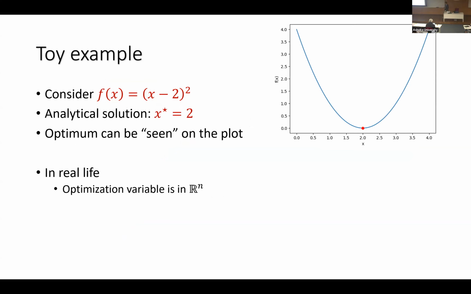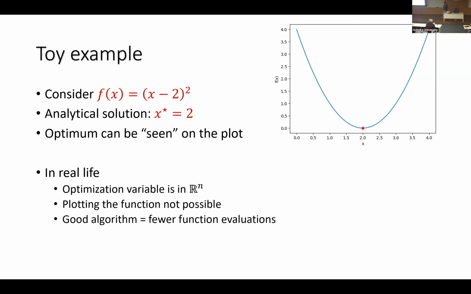Why? Because the optimization variable will generally be in R^n. So it's a vector, which means that you need to plot in n dimensions, which is not possible beyond 2. And plotting the function may also not be a good idea. When you are plotting, you're actually evaluating the function at lots of different, very close points, and then drawing a curve through them, which is also not necessarily a good idea. In fact, a good algorithm is one which needs to evaluate the function as few times as possible, not hundreds of times along every axis. Right? So this is one thing.